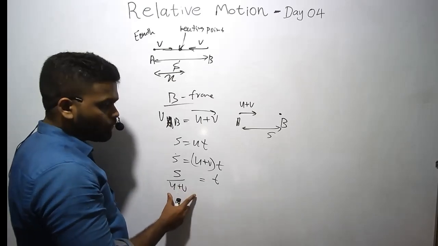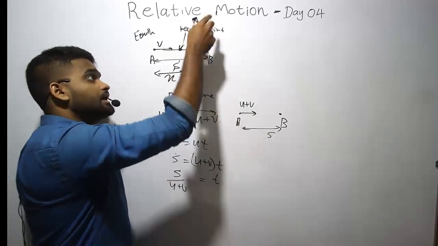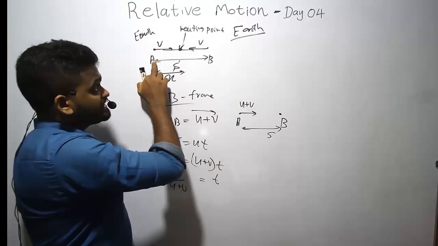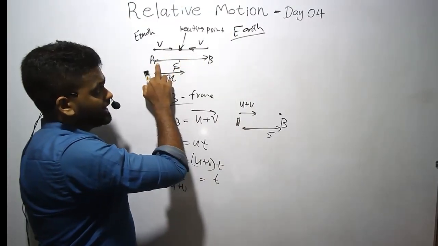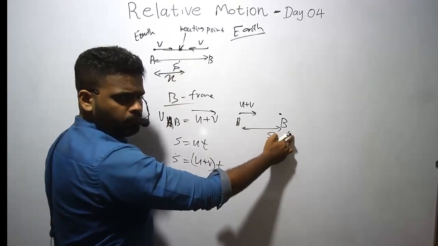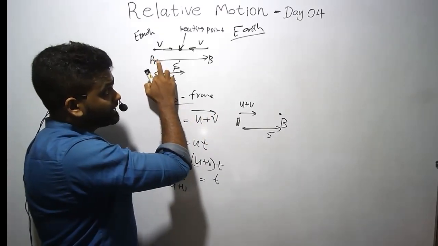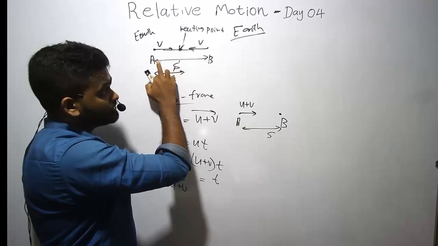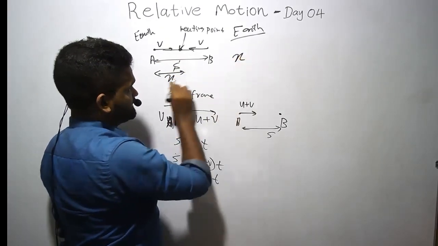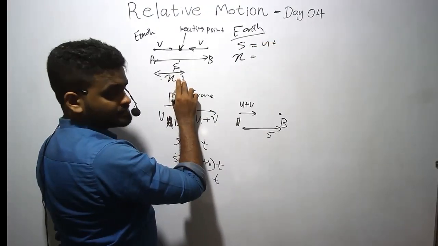Okay. Now I know the time. I'm going to jump back to the Earth frame again, because they are asking something about the Earth frame. They are asking about A's movement, right? A does a partial movement, but in B's frame, A does the whole motion. They are asking about the Earth frame, the distance covered by A. Let's say that is x. I'm applying S equals ut.